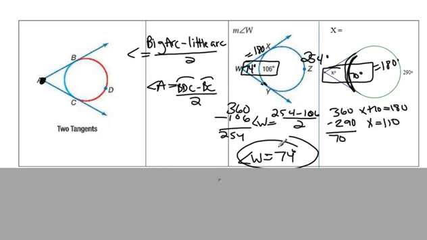And we can go back and do it the other way too and say that arc minus arc, so 290 minus 70 degrees divided by 2 will give me x. And the math will work out the same way. 290 minus 70 divided by 2 does in fact equal 110 degrees.